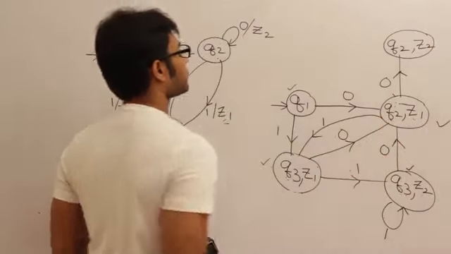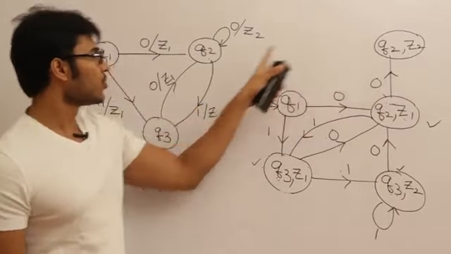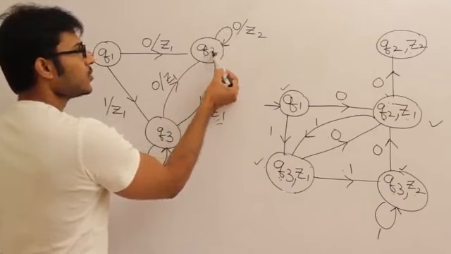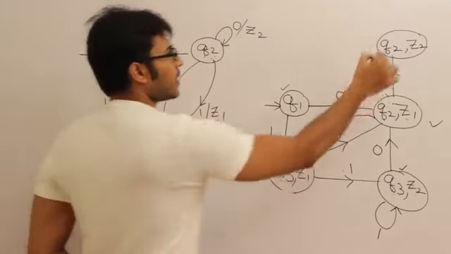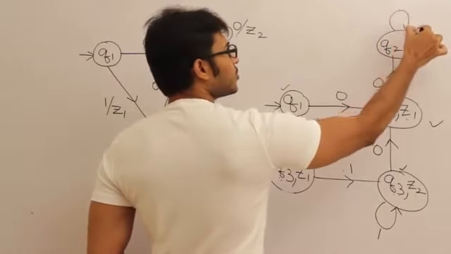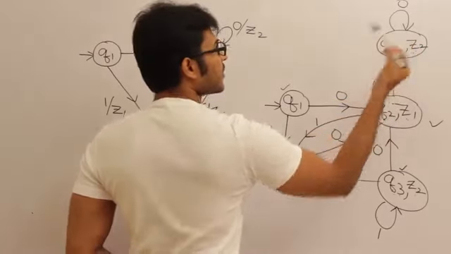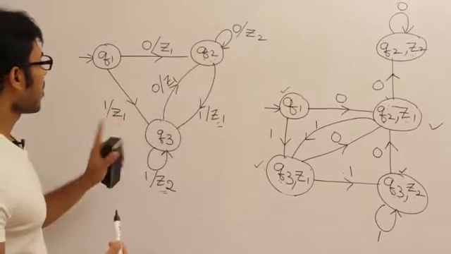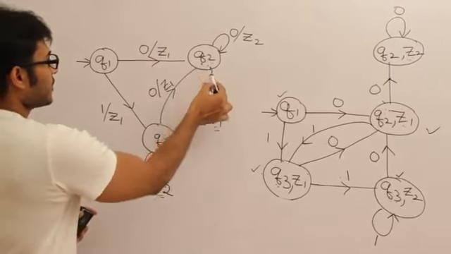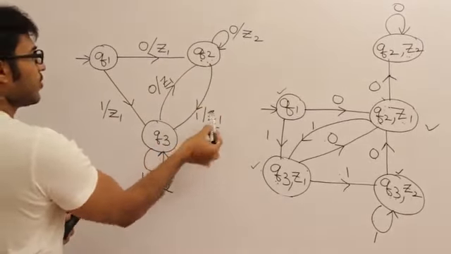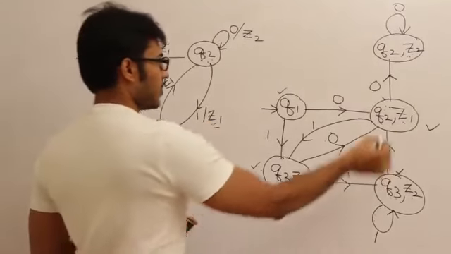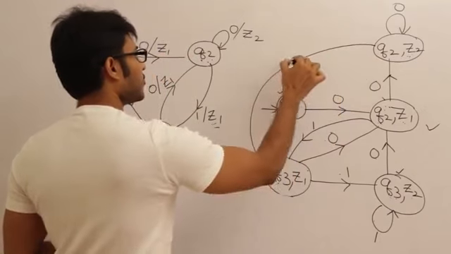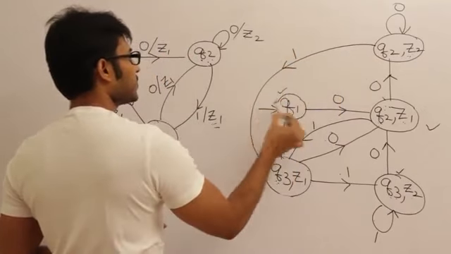What about this one? That is also Q2. So go to the basic Q2 and decide about it. Q2 on 0 is going to Q2 and output has to be Z2. Therefore this is the state. Okay, and Q2 on 1 is going to Q3 and the output is going to be Z1. This is the start state.